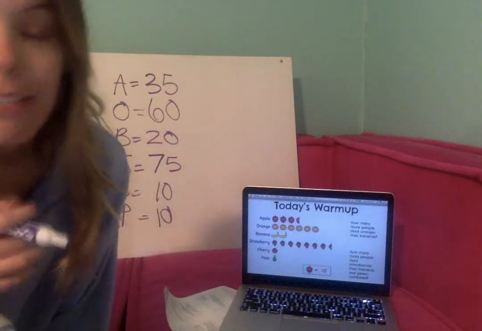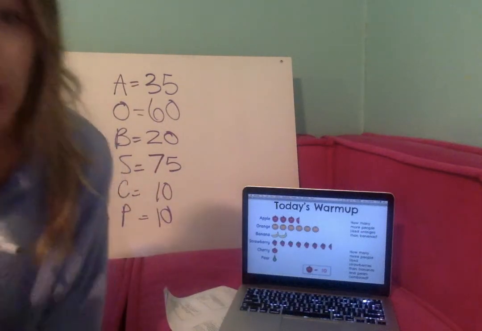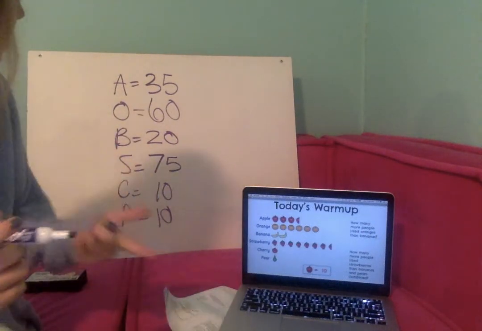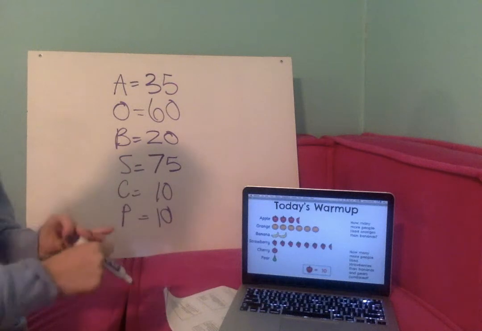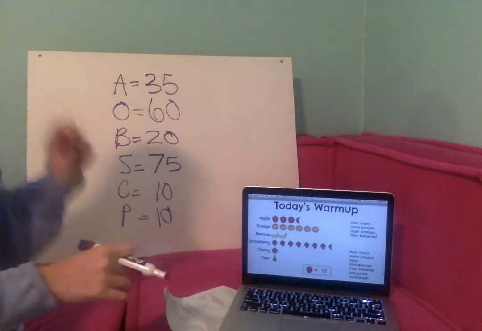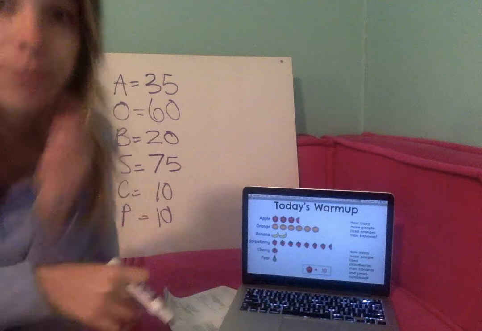So after I have that, you need to make sure that you have the same. So apple, 35, oranges, 60, bananas, 20, strawberry, 75, cherry, 10, and a pear, or 10.